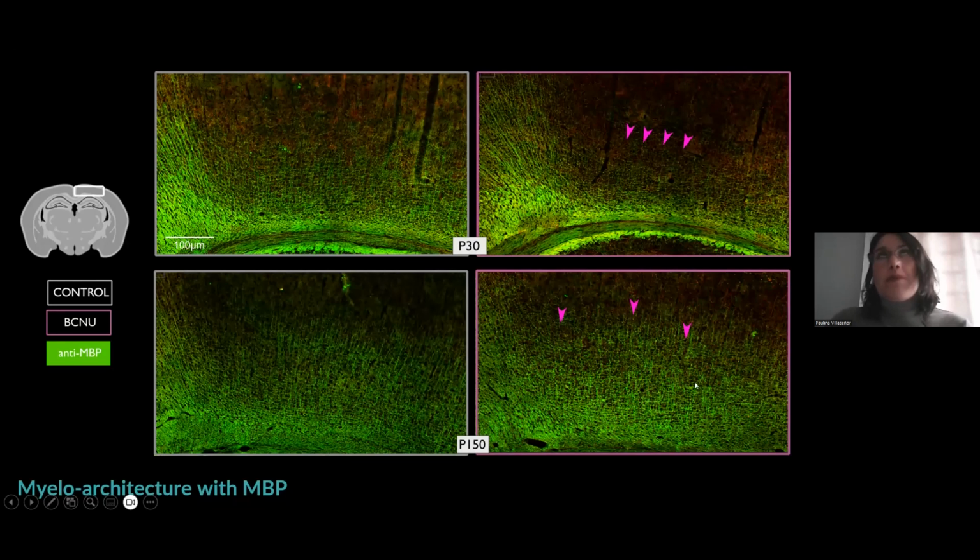So if you remember, at 150 days for the multi-tensor, we didn't see much change. So we think that this is probably too subtle for that. And we're thinking that a different type of modeling, more sensitive, is needed.